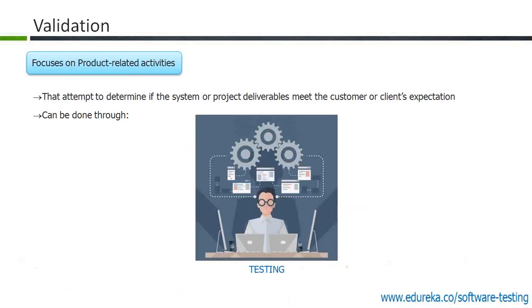Okay. Now, in validation, what happens? Validation, as I told you, happens once the product comes into your hands. It starts your validation. So it focuses on product related activities. We attempt to determine if the system or project deliverables meet the customer or client's expectation. How can it be done? It can be done through testing. It is only through testing that we'll be doing this validation.